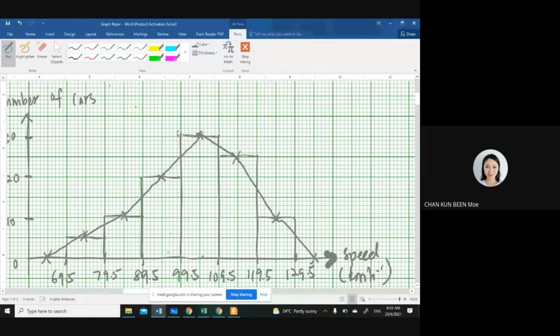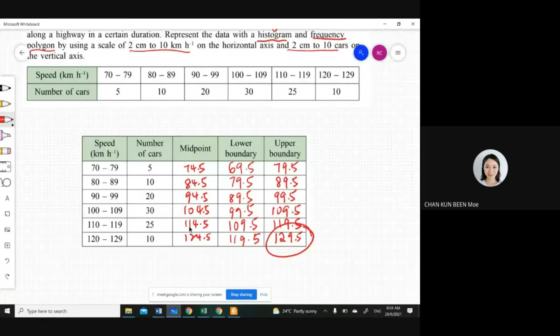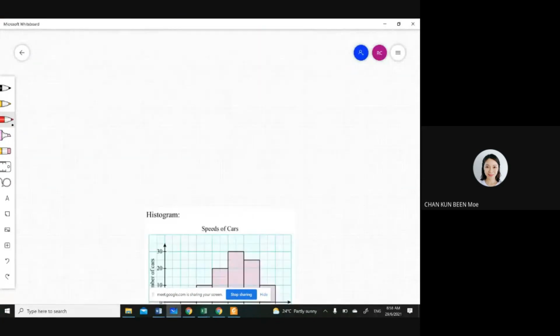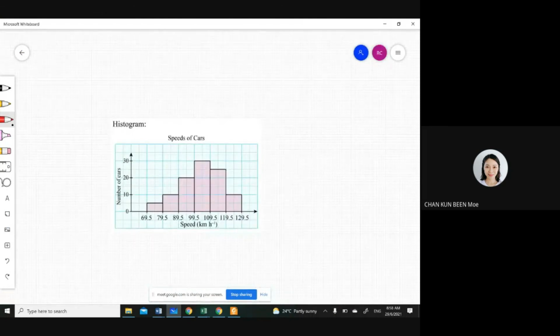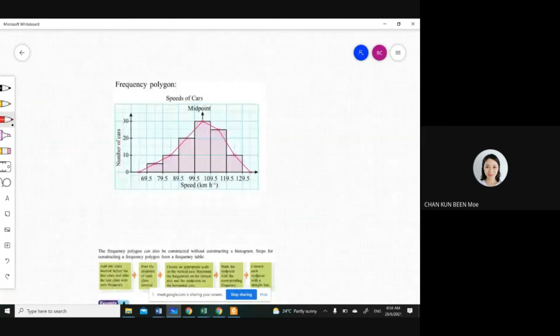If the question asks you to draw the frequency polygon, you just need to find out the midpoint. You show the midpoint table. After that, you join up all the lines together with the 0 in front and at the back. Okay, we will see the next question here. This is the answer for the one that we have just now.